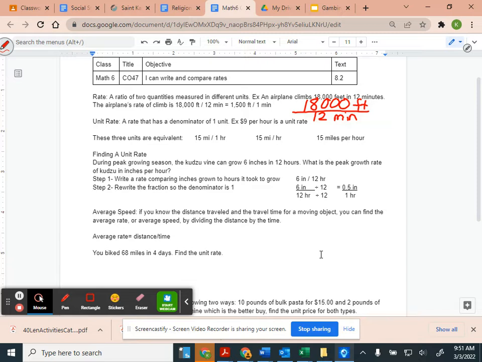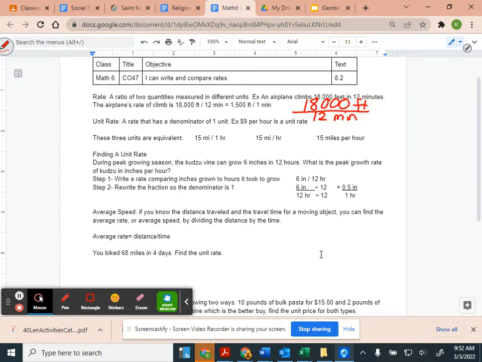Okay, when we're working with ratios and rates, we've shifted gears from percentages. These are different units of measurement that we can't convert. So we can't divide them if they're not the same measurement. So we can't divide feet by minutes. I'm going to show you what we can do.